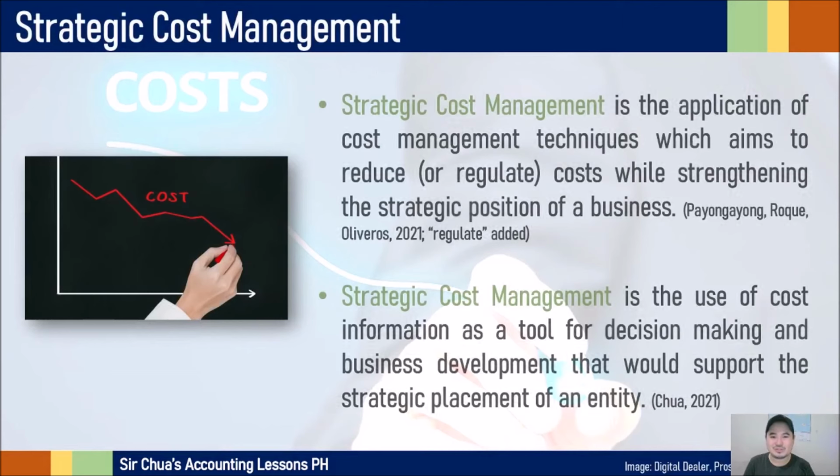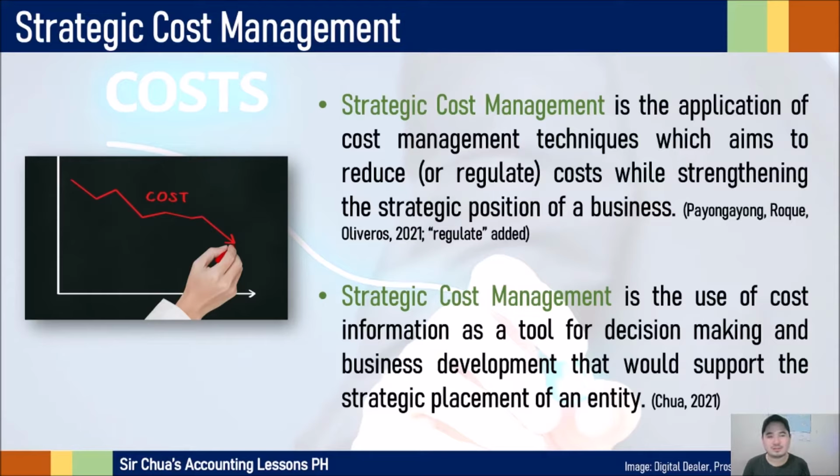Let's now talk about strategic cost management. Strategic cost management is the application of cost management techniques which aims to reduce or regulate costs while strengthening the strategic position of a business. You are now using cost management techniques and different cost information in those techniques so that you can reduce or regulate your cost. However, we are applying it on a strategic management perspective that you need to strengthen the strategic position of a business. Let's simplify the definition. Strategic cost management is the use of cost information as a tool for decision making and business development that would support the strategic placement of an entity.